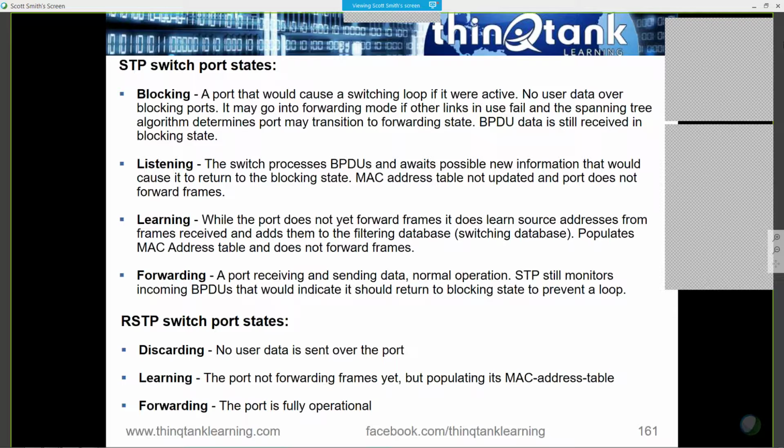A lot of terms with spanning tree, right? The theory of spanning tree is a lot more difficult than the configuration of spanning tree. Spanning tree configuration is pretty simple.